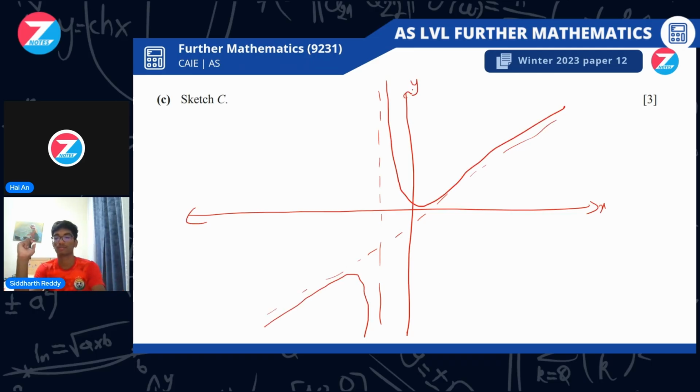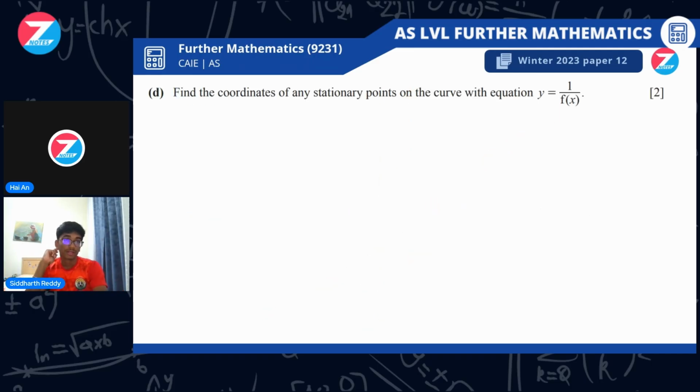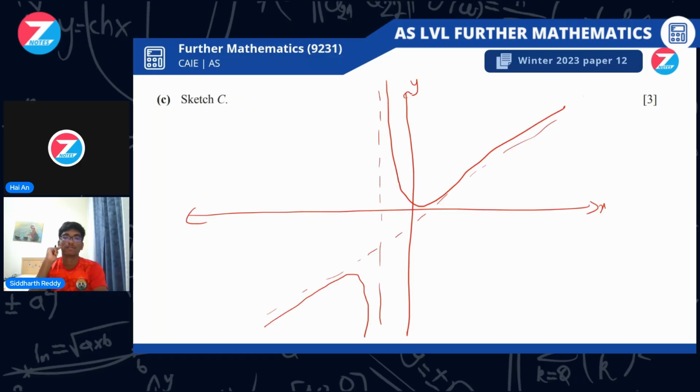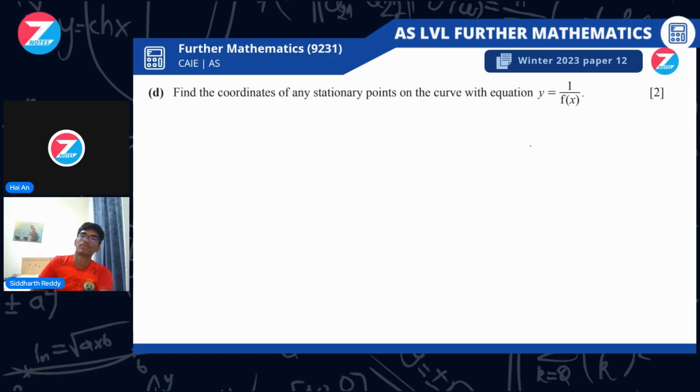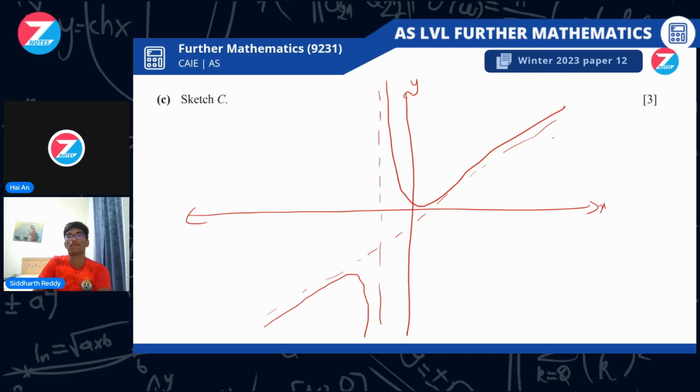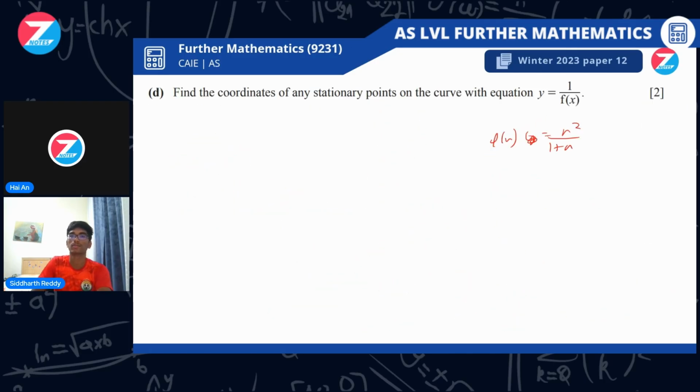So this is the graph. Okay, find the coordinates of any stationary points in the curve with the equation y is equal to 1 by f of x. So we have the regular f of x, y is equal to x squared by 1 plus x. So 1 by f of x is going to be 1 plus x by x squared, right?